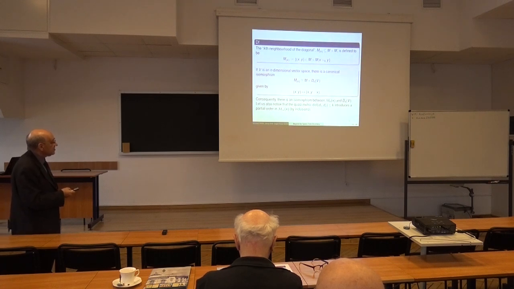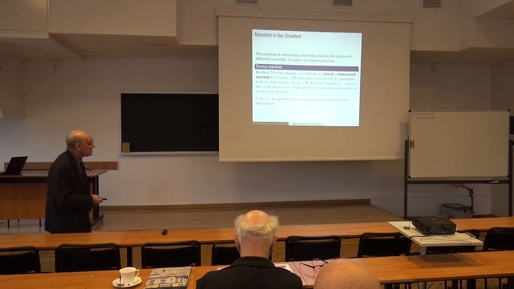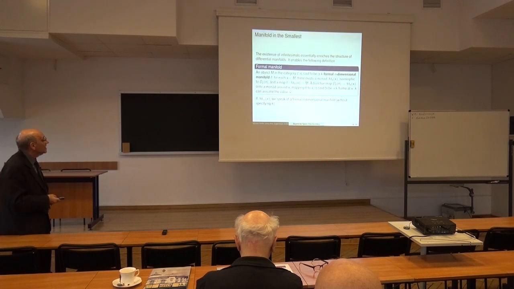Let's also notice that the quasimetric introduces a partial order in M infinity, monad infinity. So the monads are included one in the other. And now another, the last concept which I will introduce before showing our model, the manifold in the smallest.